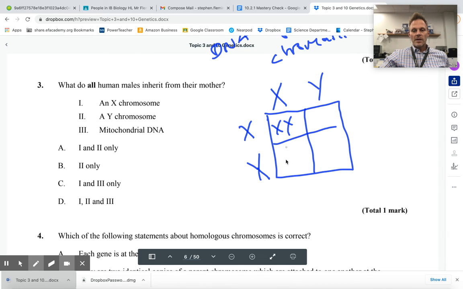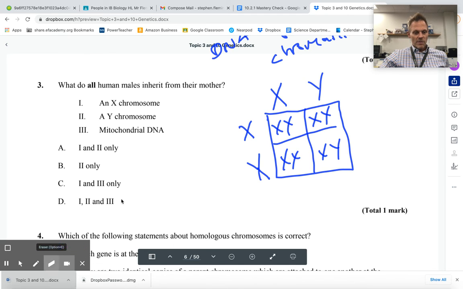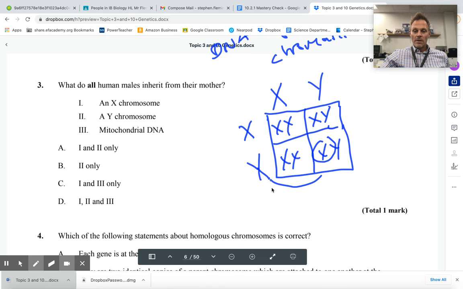So here we have XX. Here we have XX. So these are both female. Let's see what goes on with the boys. Here's an XY. Here's an XY. So we have 50% chance of having a boy. Where did this X come from? From the mom, right? The mom gives the X, the dad gives a Y. So all human males definitely inherit an X chromosome from their mother.